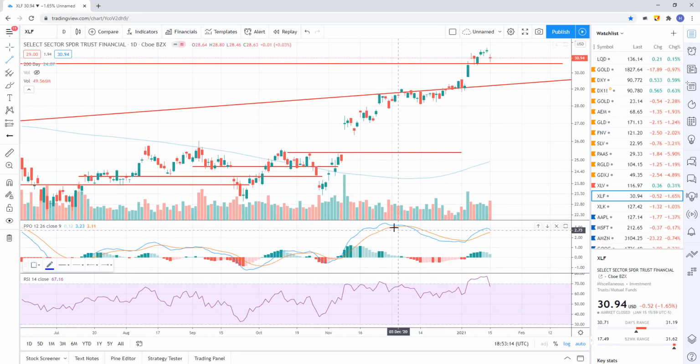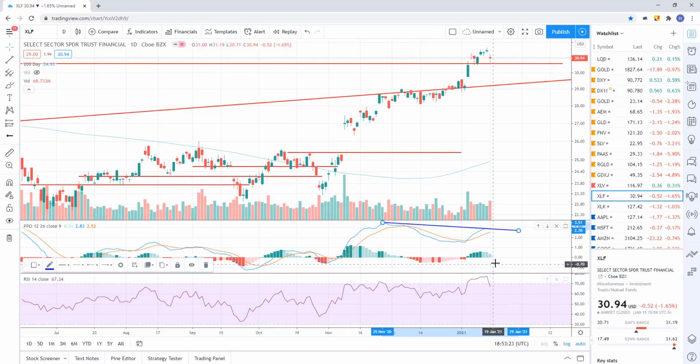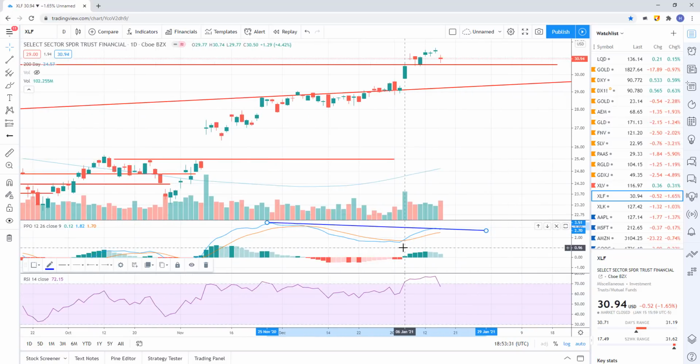We do have negative divergence showing up right there on the PPO. You can see that that is negative divergence there. We just don't have it on the RSI. So usually you want to see it on both. You don't have to have it on both. And actually you don't really even have to have it at all for a sell-off to take place. It's just an indicator that tells you that something's likely.